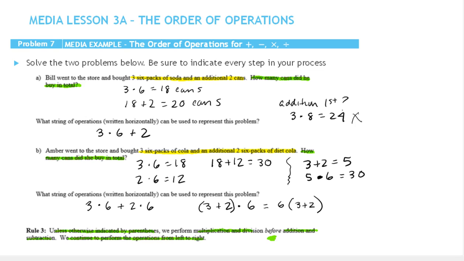Okay. So in general, you're going to look at the problem, start from the left, do any multiplication and division you see in any order they appear. One doesn't come before the other automatically, it's working from left to right. Then you're going to go through and do any addition and subtraction as it appears from left to right.